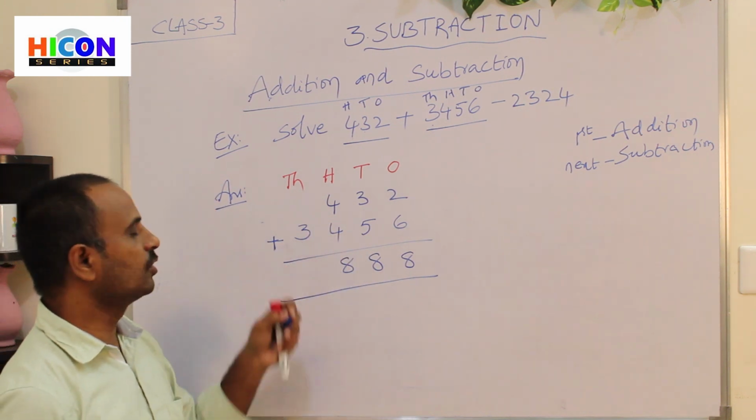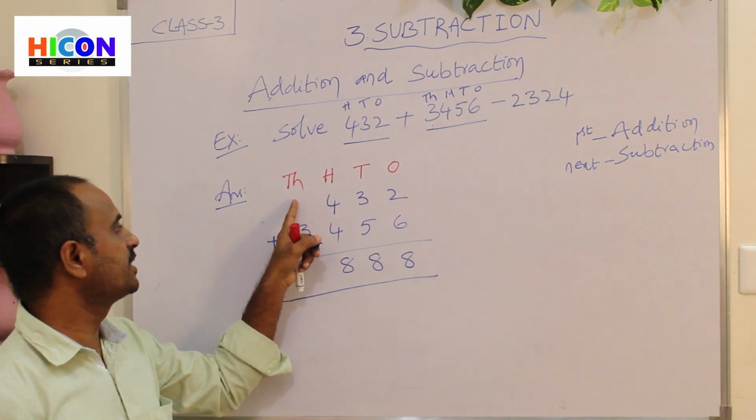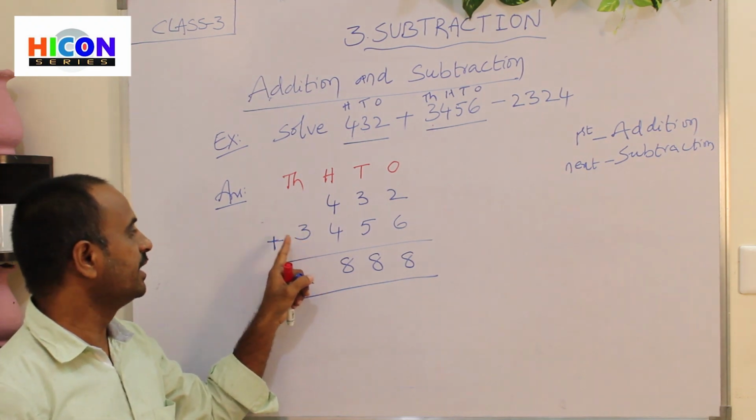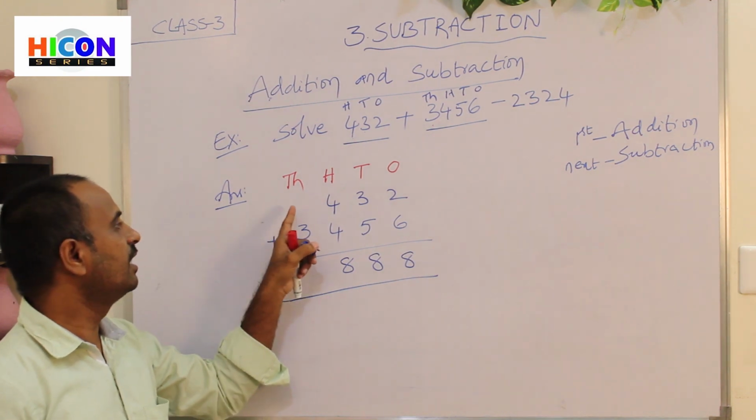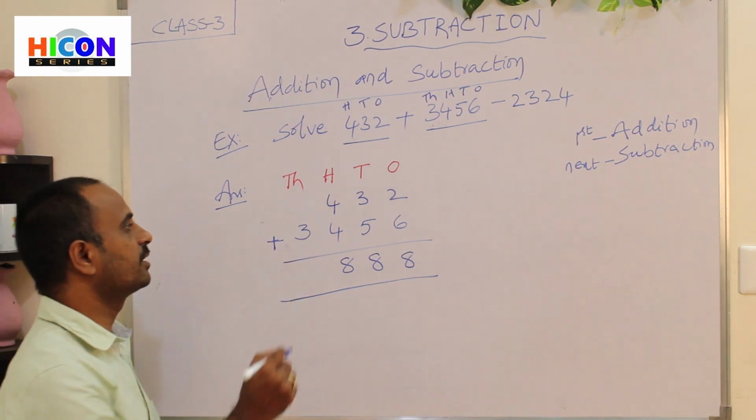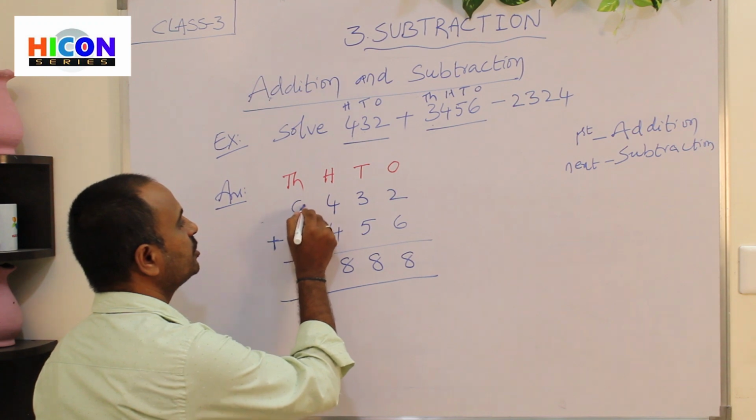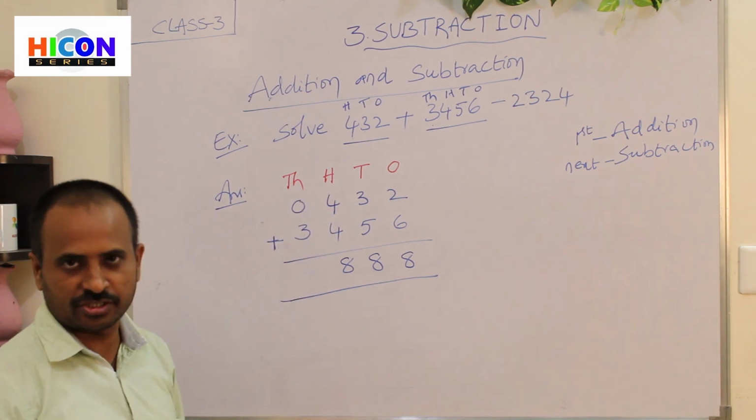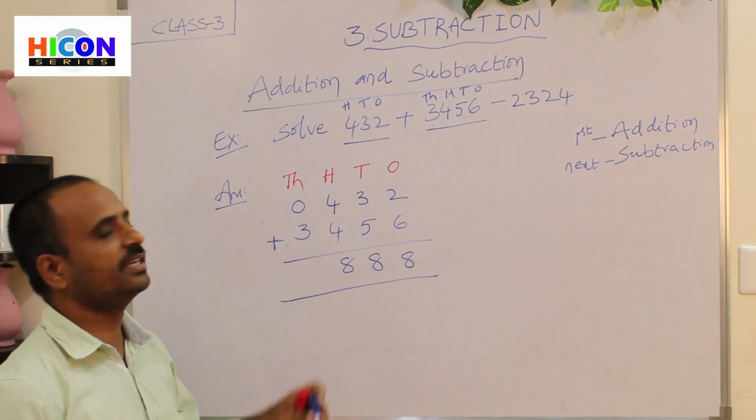Now go to the 1000th place. What are the digits present in the 1000th place? Only 3 is present, in the second number. There are no thousands in the first number. No thousands means 0. So there are 0 thousands in the first number and 3 thousands in the second number.